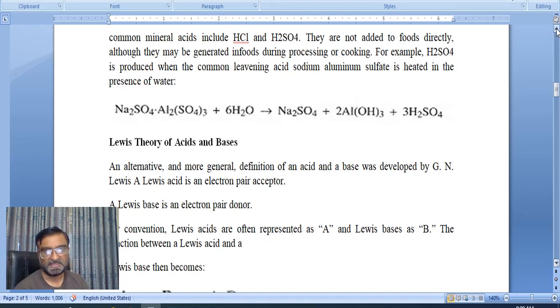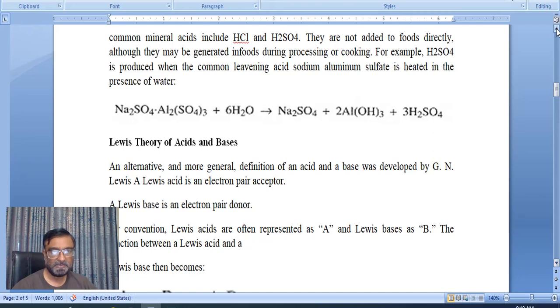HCl and H2SO4 are not food grade and are not added directly into food items. For example, sulfuric acid is produced when the common leavening acid sodium aluminum sulfate is heated in the presence of water. So it's an indirect use. In baking powder, normally this reaction takes place.